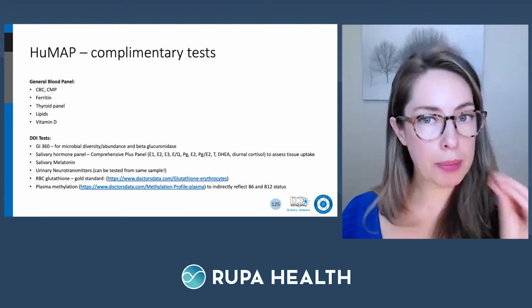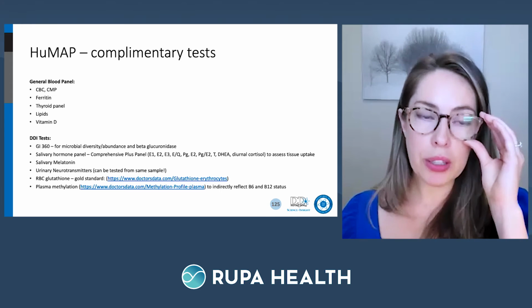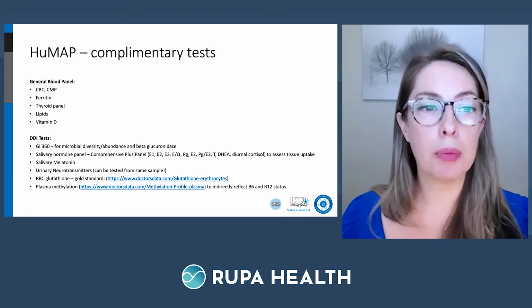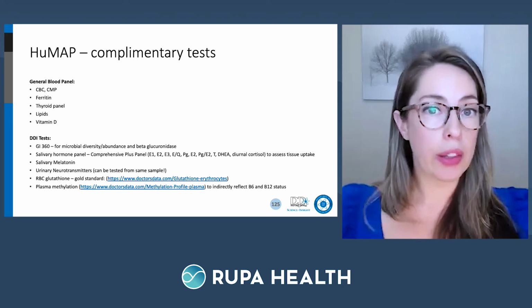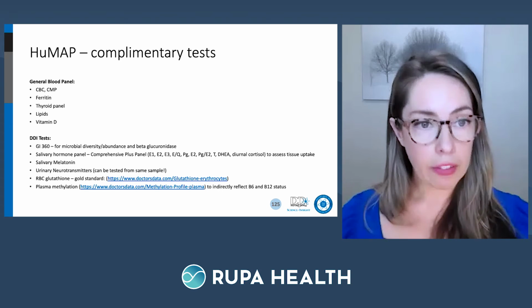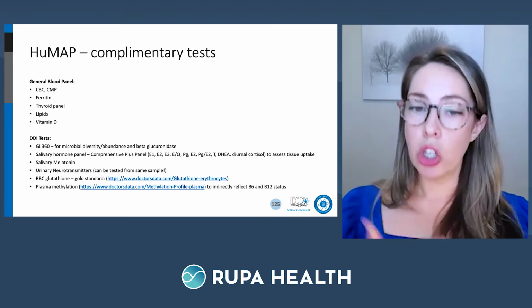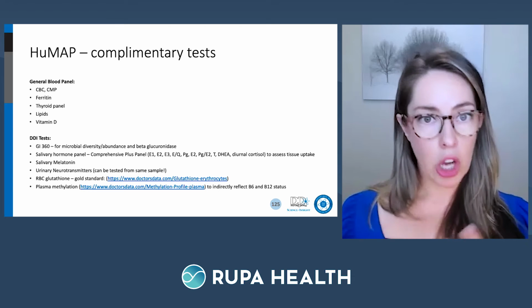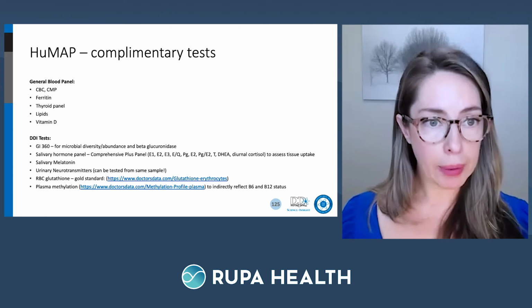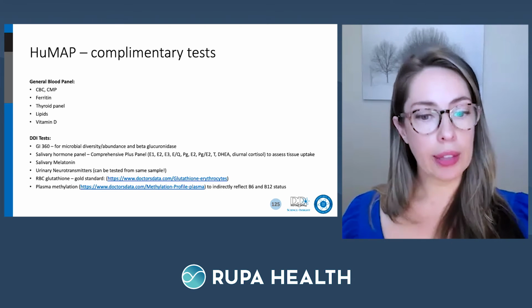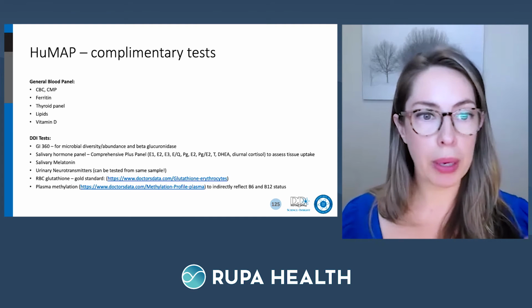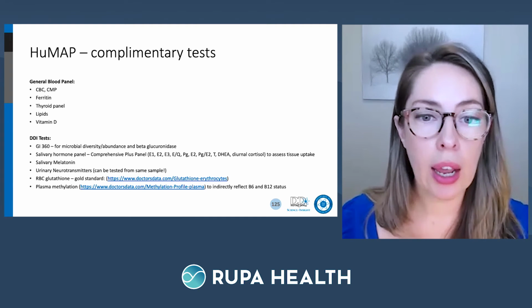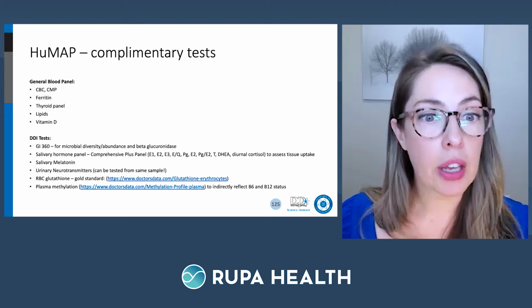If you feel like something's missing after this Hue Map, do consider that there are complementary tests that can be done. We already talked about the GI 360. Certainly, if you need to know what's happening at the tissue level, salivary panel would be your go-to. Urinary neurotransmitters, so serotonin, dopamine, things like that. The lab can actually pull from the same sample and test that. So that's really cool. The patient doesn't have to do any extra collection, but that's another wonderful thing.